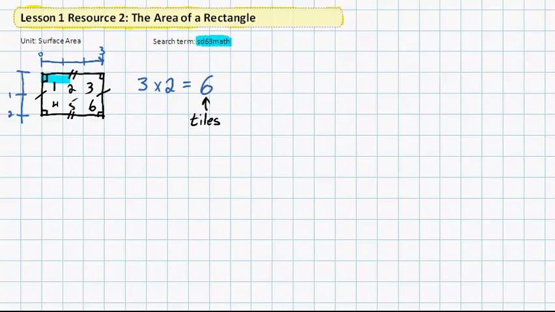Because area doesn't tell you how long something is or how wide. It tells you how much is covered by it. If I had to paint this with blue paint, it tells me how many square centimeters I need.